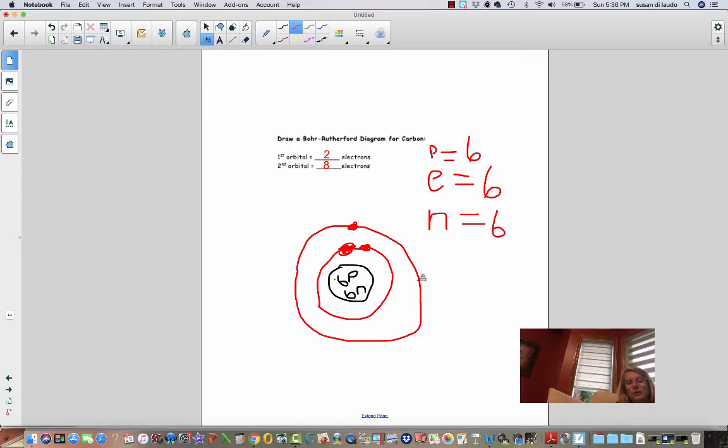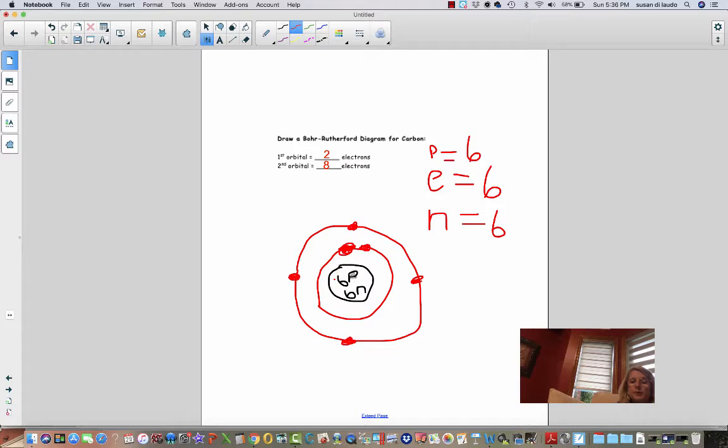You start at 12 o'clock, then you go to 3 o'clock, then you go to 6 o'clock, and then you go to 9 o'clock. You'll get a C if you don't do that. So that's kind of good form. Now I've got 1, 2, 3, 4, 5, 6 electrons, so I've satisfied my number of electrons for carbon.